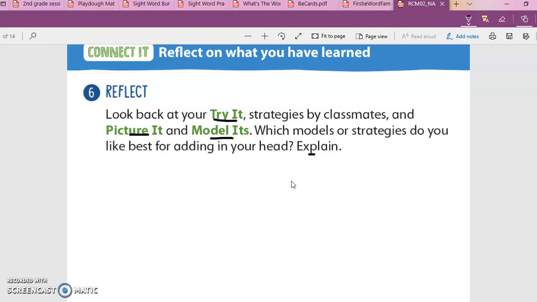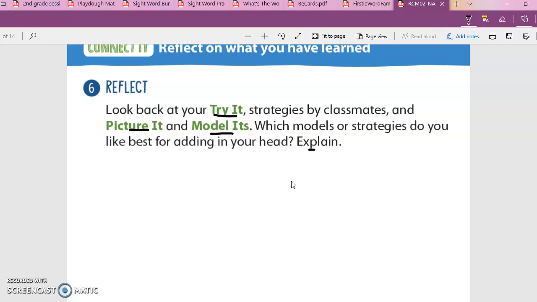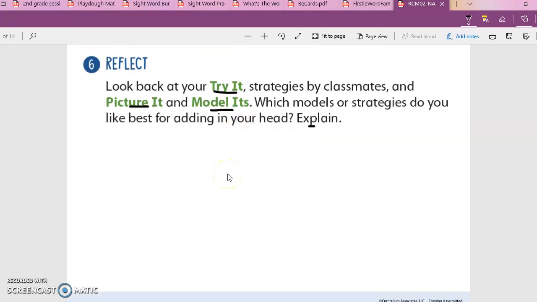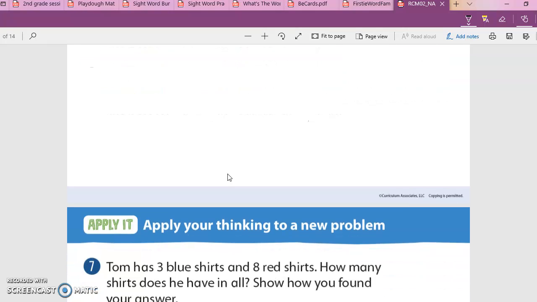For me, I think I do a combination of both. I think that for me, counting on is faster than making 10 because making 10 is still new. But that's my explanation. Your explanation could be completely different. You might like to draw pictures. You might like to do whatever you did here, which could be different. And that's okay. This is just having you reflect to see which strategy you liked best.